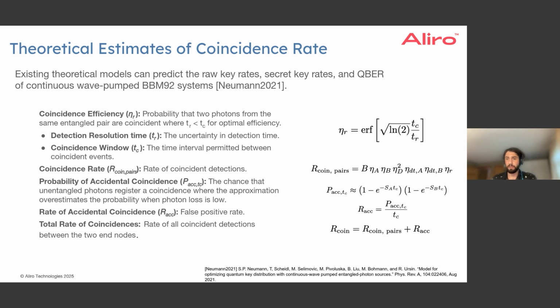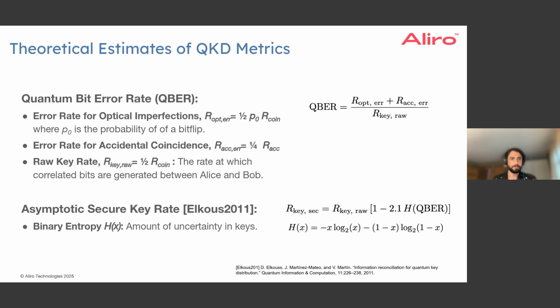So we now have a rate at which we detect coincidences at our detectors between Alice and Bob. Some of those are attributed to bona fide entanglement witnessing events, and the others are attributed to accidents, which cause errors. So now we need to calculate the quantum bit error rate and the asymptotic secure key rate, which are the two main metrics of key distribution. We use these rates that we just calculated on the previous slide to actually calculate these.